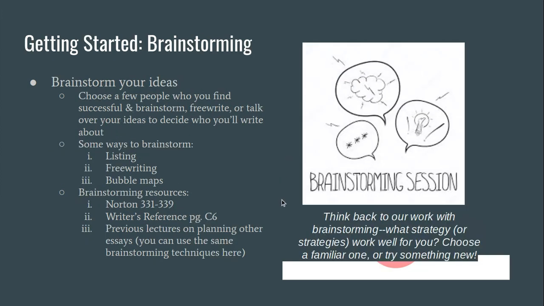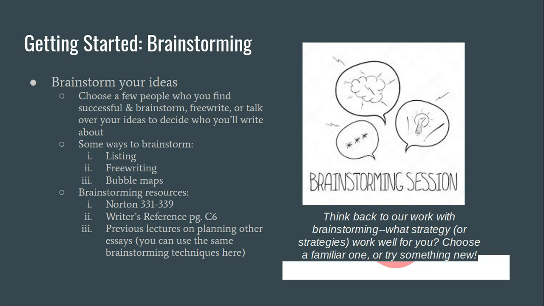So once you've understood the assignment and your general parameters, then it's time to start narrowing things down. So you should start brainstorming your ideas. To do that for this essay, I would recommend just choosing a few people that you find successful, and then use a brainstorming technique that works for you, right? So you can free write, you can talk over your ideas. You can list or make bubble charts, or however you feel comfortable brainstorming.